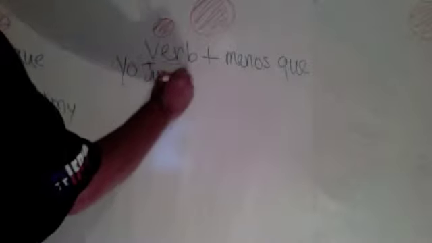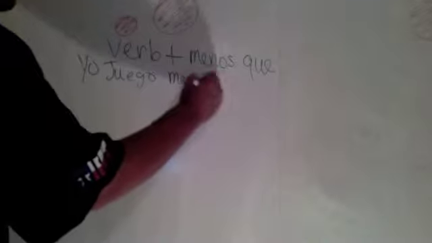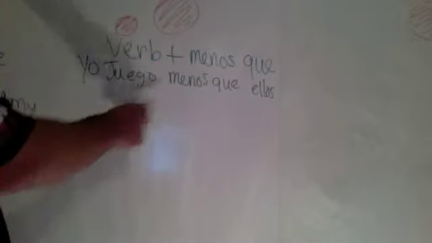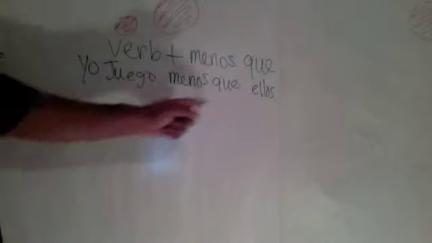Alright, so how about the sentence, I play less than they do? I play, yo juego menos que ellos. Yo como menos que ellos. Yo escribo menos que ellos. Yo leo menos que ellos. Yo estudio menos que ellos. It's a pretty repetitive formula. These are very similar, just más que and menos que. And once again, we are talking about inequalities.